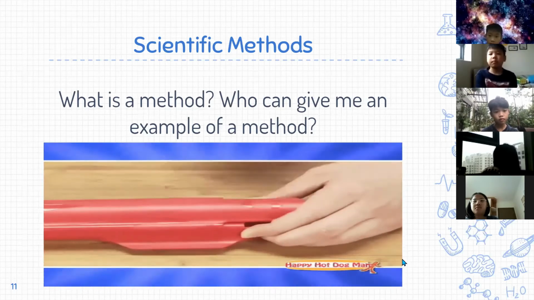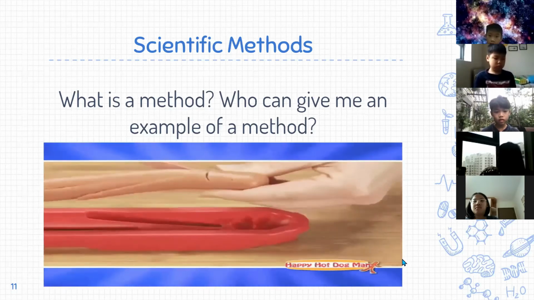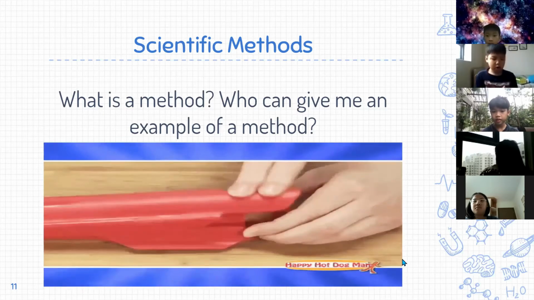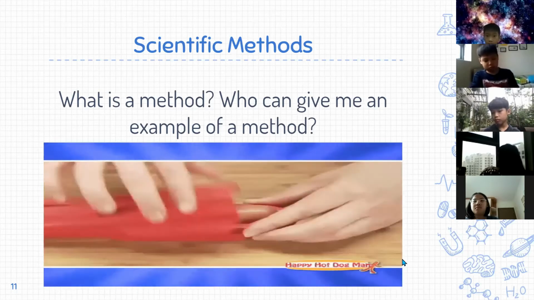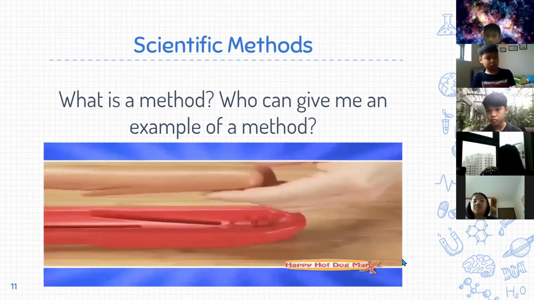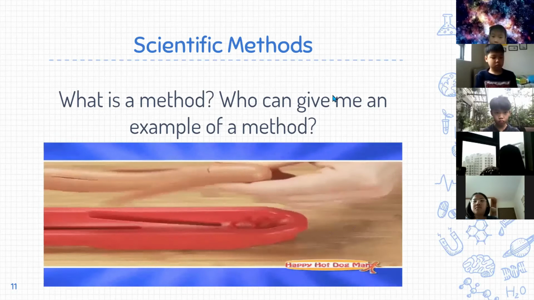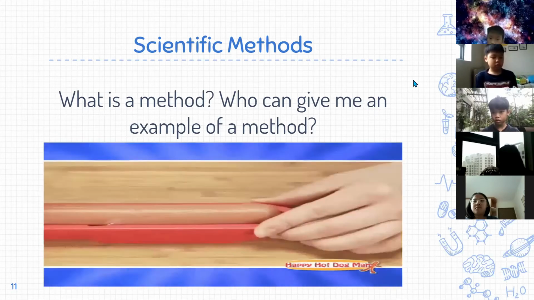I think a method is a plan that we need to do something. Yeah, okay. It doesn't necessarily have to be a plan though. A method can just be the way that you do something. So if you look at that picture, you've got the hot dog, the sausage, and he's there, and he's cutting it into the shape of this little man. That is one method to cut a hot dog, to cut some sausage.